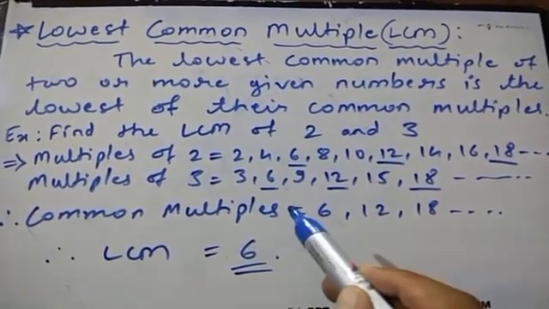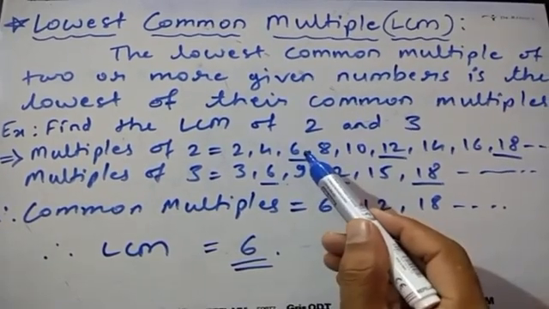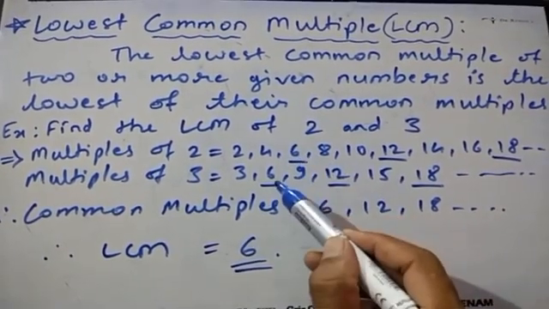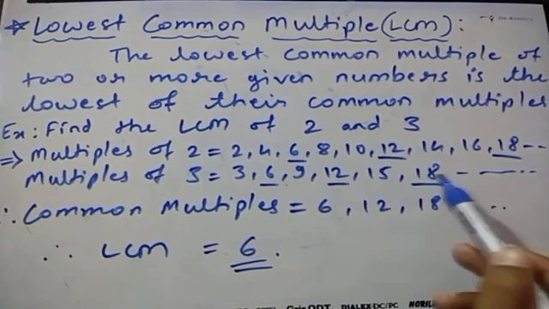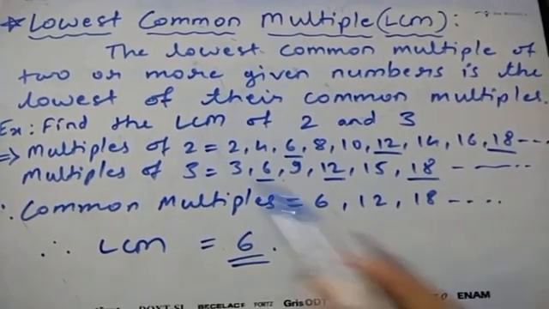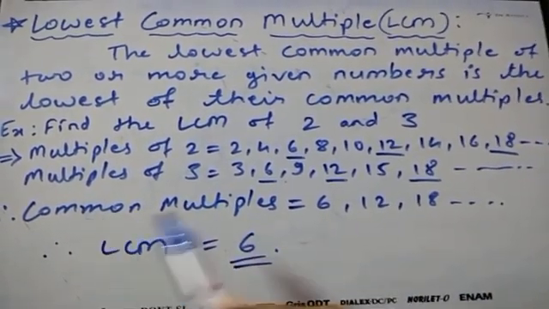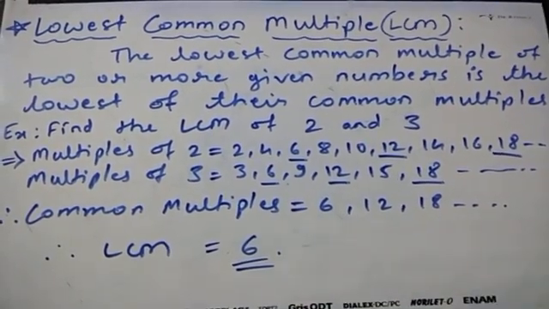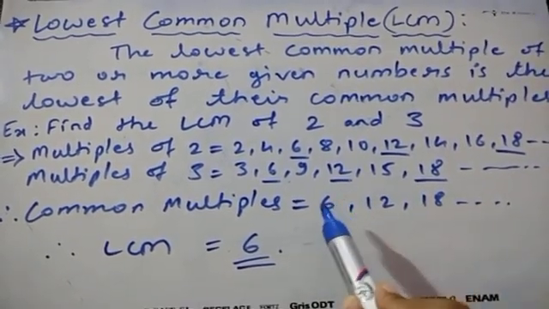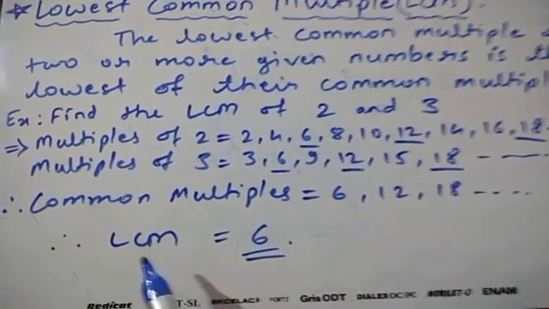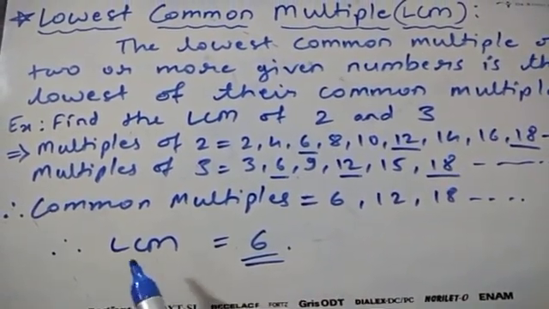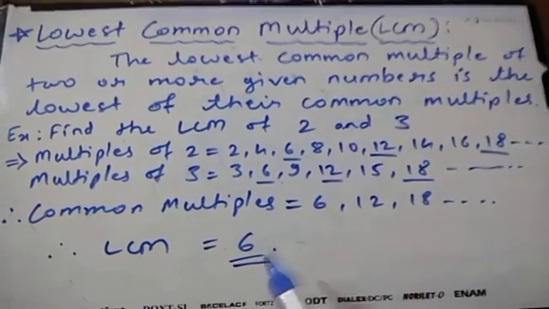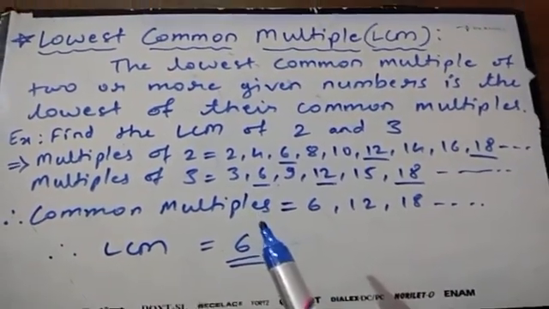Now we want to find out the common multiples first. So what are the common multiples here? 6 is common, 12 is common, as well as 18 is common. Again many will get, so only 3 is enough. Therefore common multiples of 2 and 3 are 6, 12, 18 and so on. In that, which one is the lowest? 6. So 6 is the LCM, as we want the lowest common multiple. Therefore 6 is the LCM of 2 and 3.